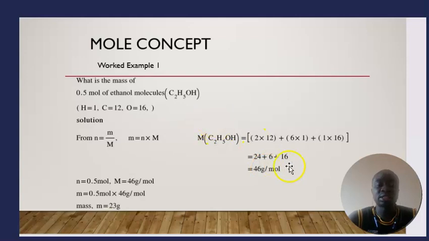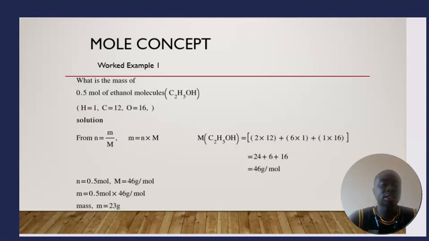But you know molar mass is in gram per mole. Now that you have the amount of substance, you have the molar mass. You substitute into this formula. We want to find the mass. The question says you should find the mass. So our mass is going to be our amount of substance, which is 0.5 moles, times our molar mass, which is 46 grams per mole. Now, when you cancel mole and cancel mole, you'll be left with grams. So our mass is 23 grams. When you multiply 0.5 by 46, you get 23. Then cancel these moles, and you're going to get 23 grams.